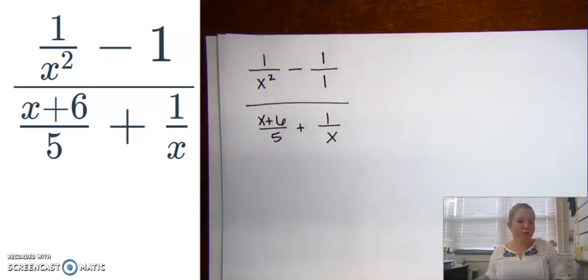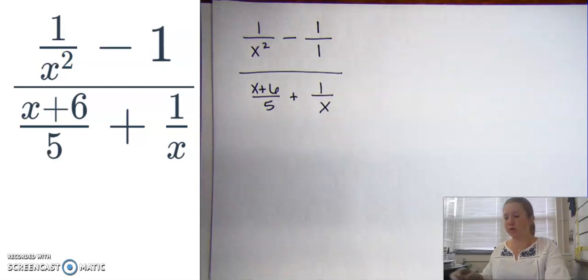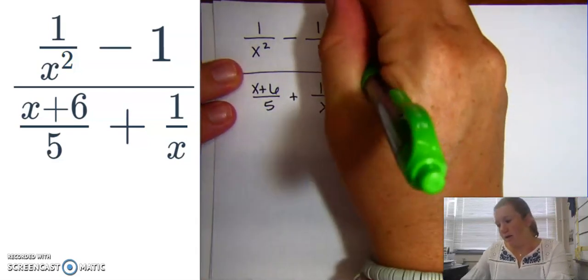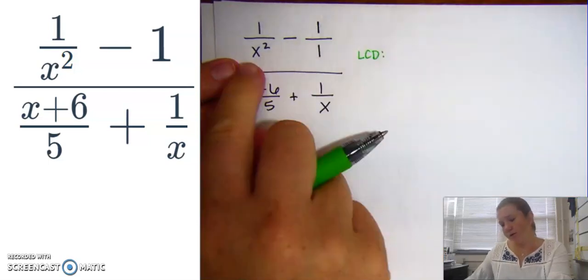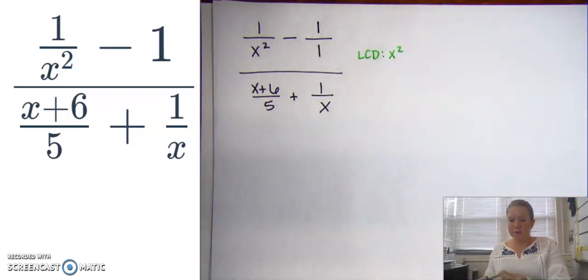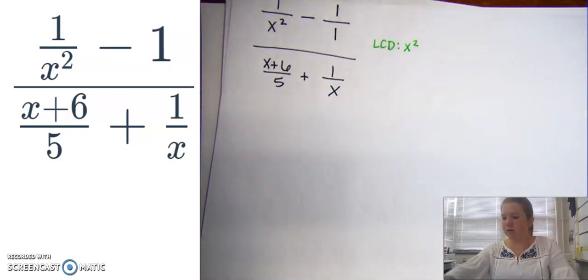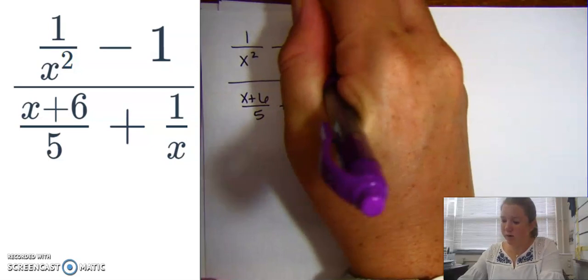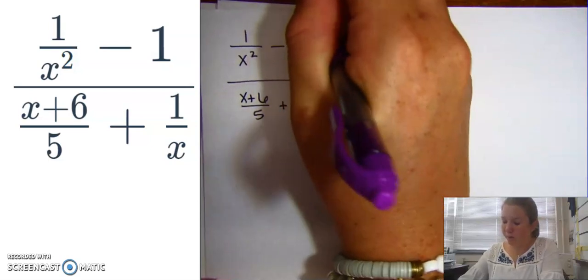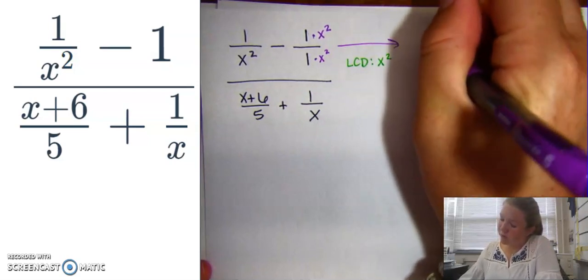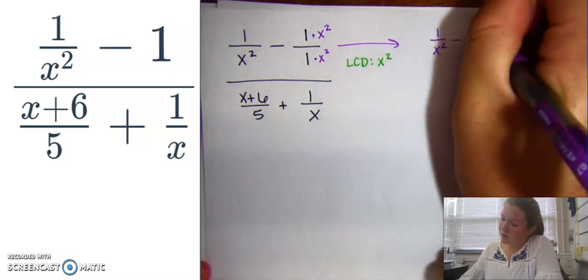So we're going to start in the numerator and we are going to find an LCD for these two fractions. The least common denominator here, we have x squared and 1, so our LCD has to be x squared. Now to fix our fractions, the first one's good to go, it has that common denominator. But I need to multiply the second fraction by x squared on top and bottom. When I do that, I'm left with 1 over x squared minus x squared over x squared.